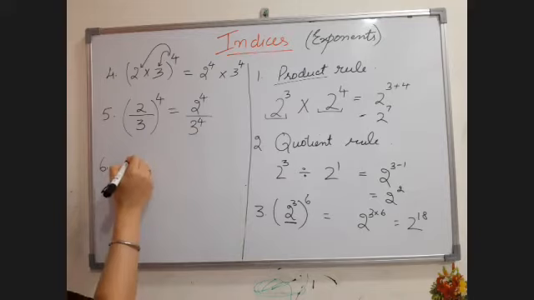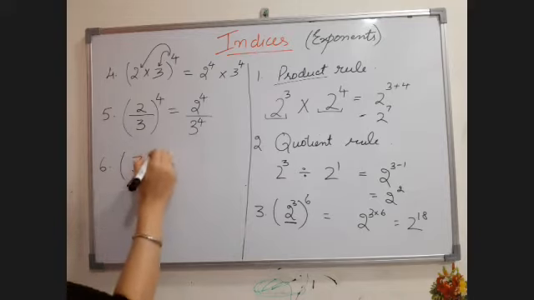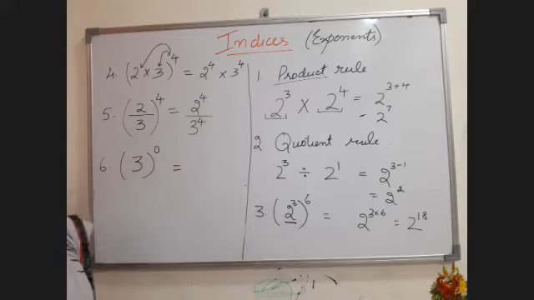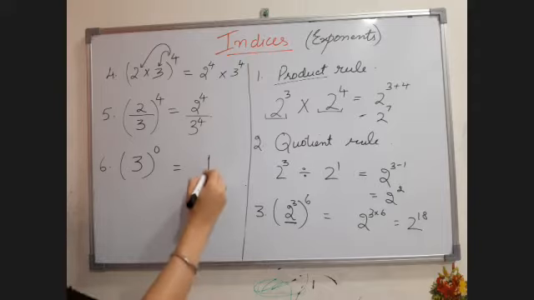Then if any number has 0 power, if the power of any number is 0, then its answer is 1.